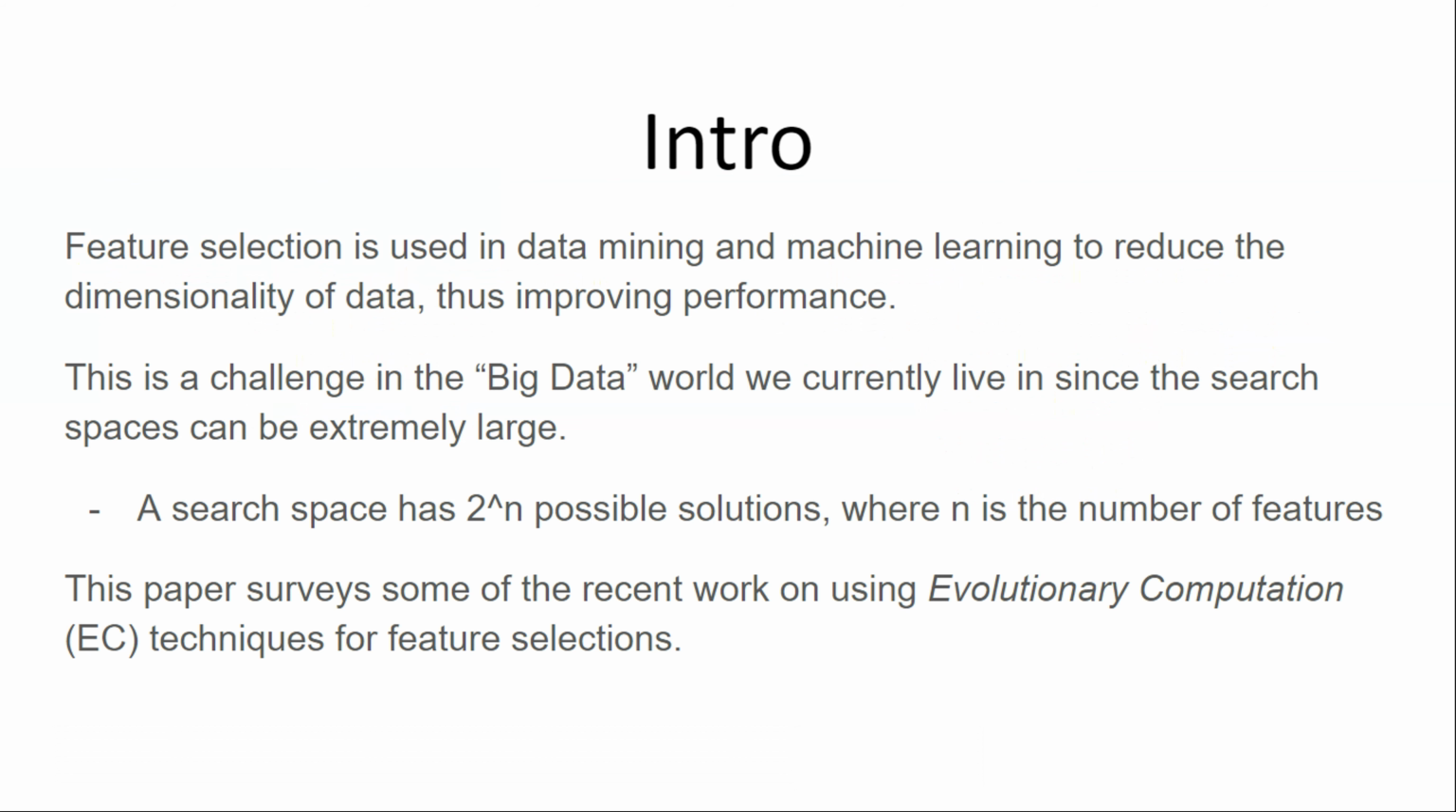Feature selection is important because modern big data problems, their search spaces can be very large. Something like gene analysis can have millions of features, making a complete search over the search space computationally expensive. This paper did a pretty comprehensive survey of recent state-of-the-art works in evolutionary computation. They discussed some of the strengths and weaknesses of different approaches and also some of the current issues and challenges.